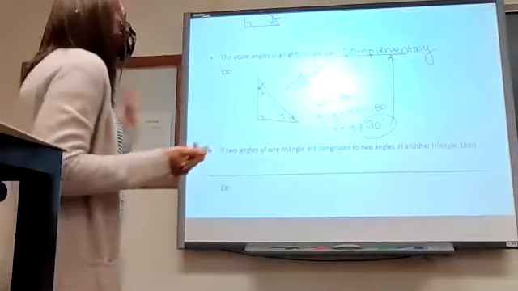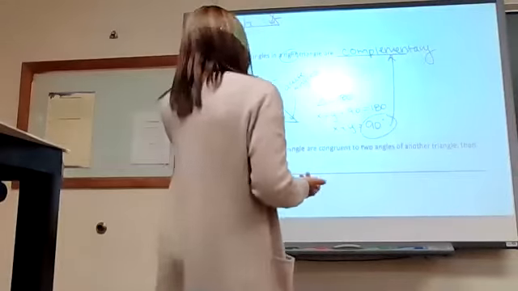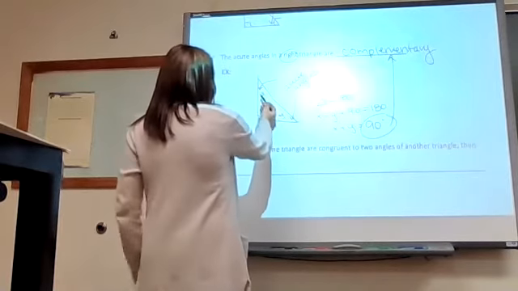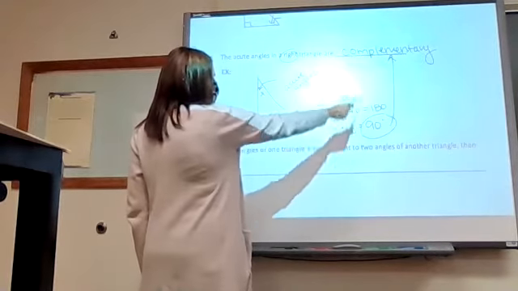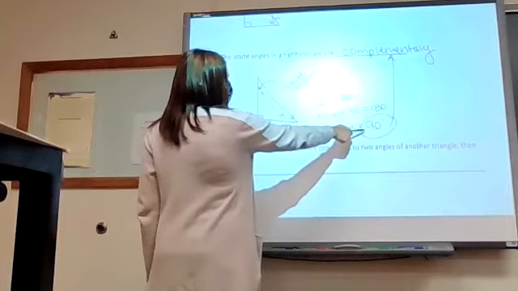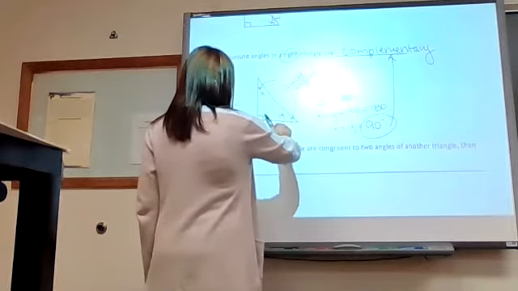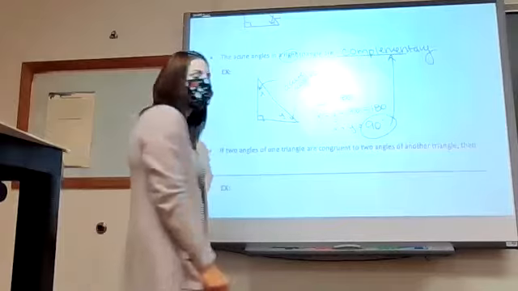Okay, so that's just a property that we would have worked through and figured out, but anytime I have a right angle, my remaining two angles have to be complementary, add up to 90. Supplementary, add up to 180. Complementary, they have to add up to 90, okay, because that's what's left in my triangle.